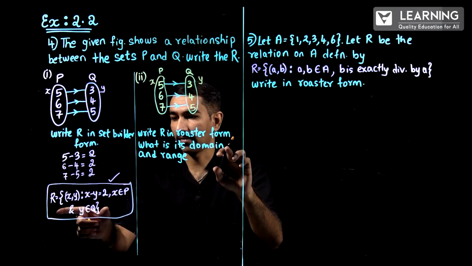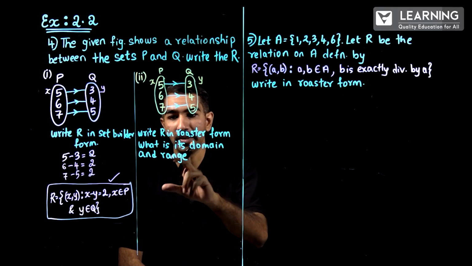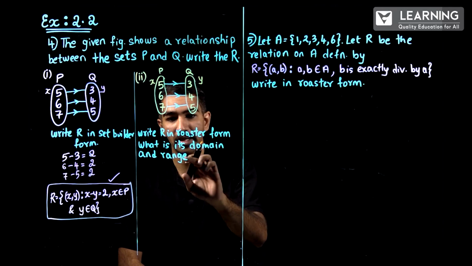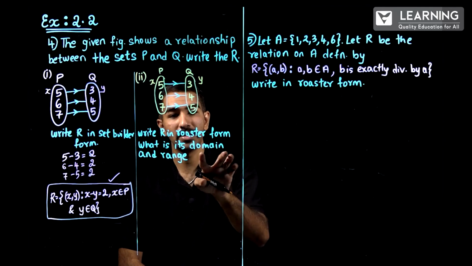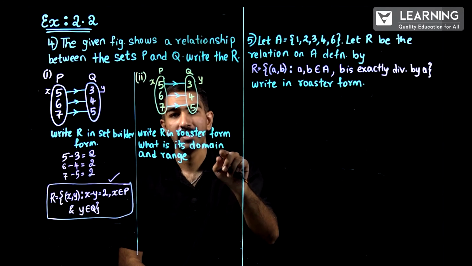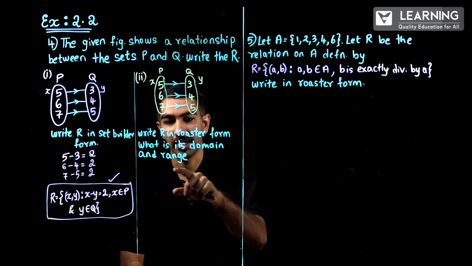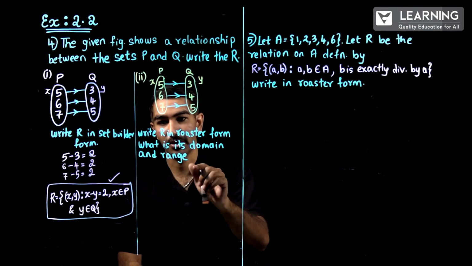So this is set builder form, right? Roster form means we have to mention the elements there. What is its domain and range? We also have to mention its domain and range. So what is domain, students? In the set of ordered pairs, the very first elements are called the domain. In the set of ordered pairs, the second elements are called the range. Sorry, the range, it is not codomain.